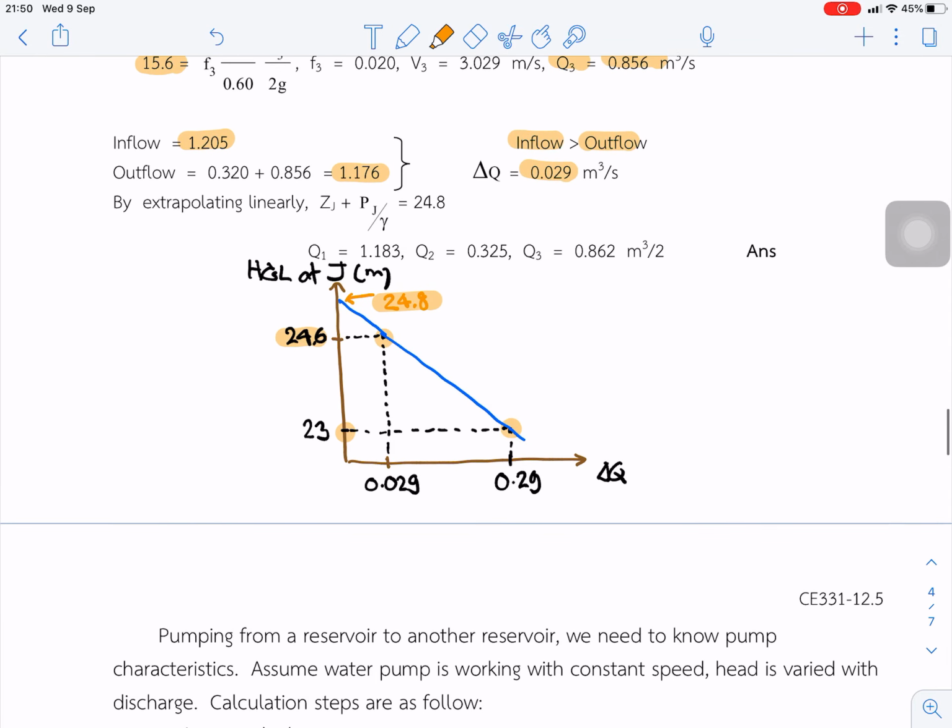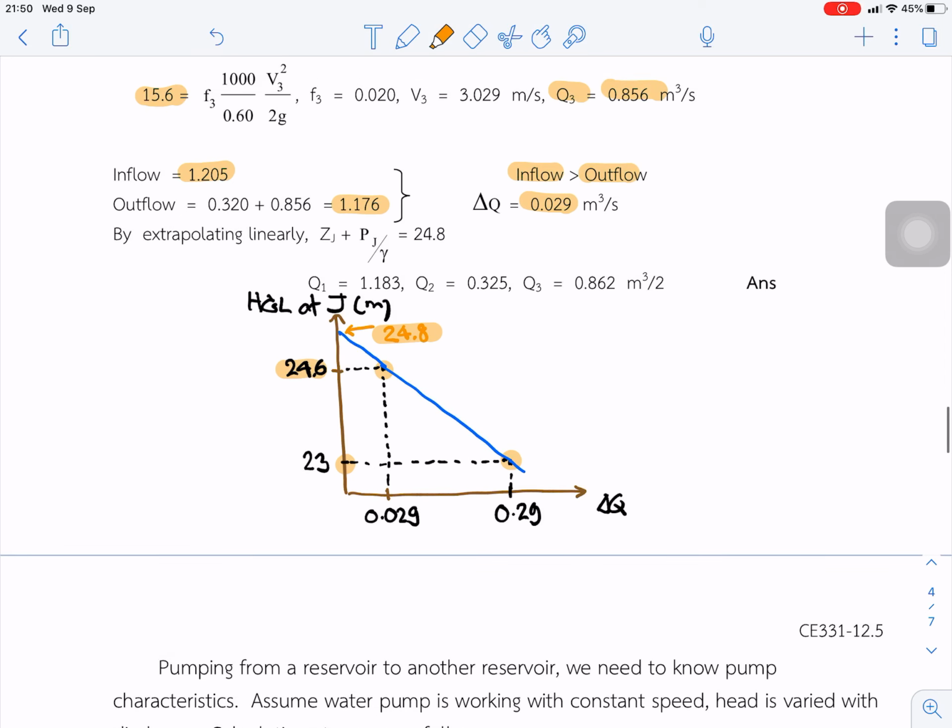We do it again, so we can find the final Q, which should be Q1, Q2 and Q3. Okay, do it again at the final step. And now it is balanced between inflow and outflow.